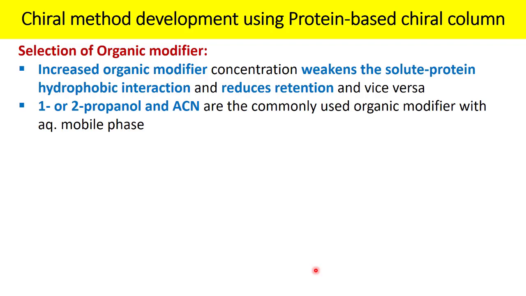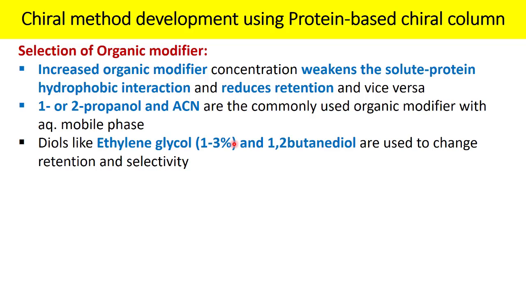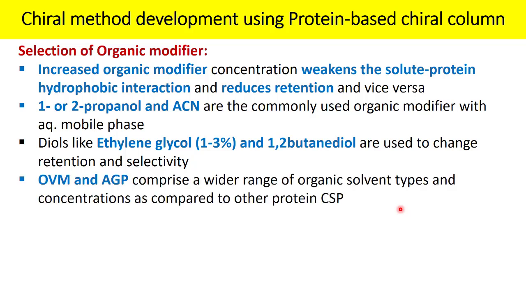Here are some examples of the organic modifiers. 1- or 2-propanol and acetonitrile, ACN stands for acetonitrile, are commonly used as an organic modifier in the protein-based CSP analysis. And diols like ethylene glycol and 1,2-butanediol are used to change the retention and selectivity. So these are some of the examples. Let us talk about the very specific columns like OVM and AGP, which comprise a wider range of organic solvent types and concentrations as compared to the protein CSPs.